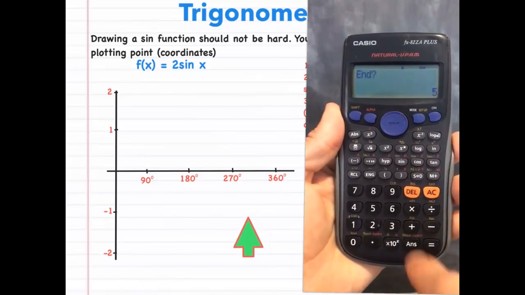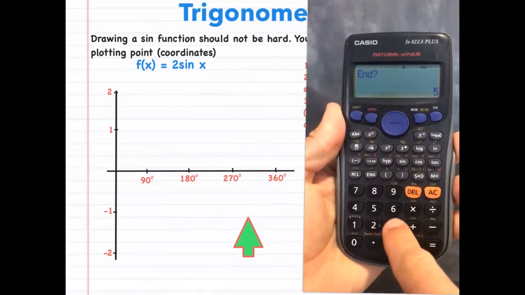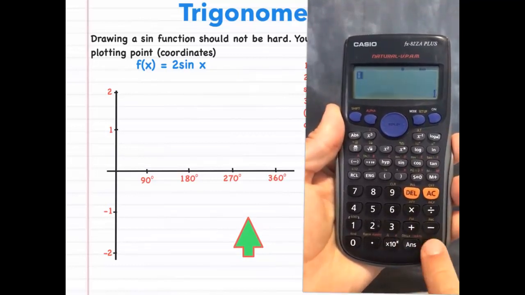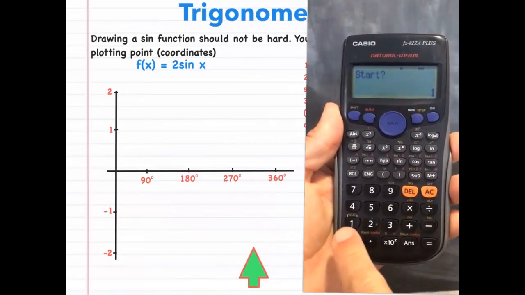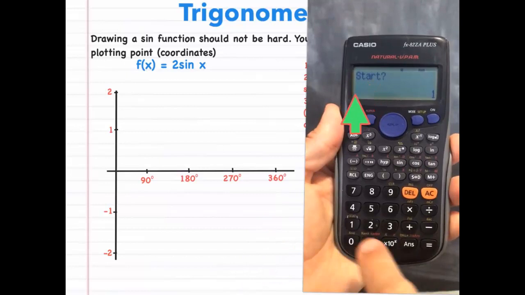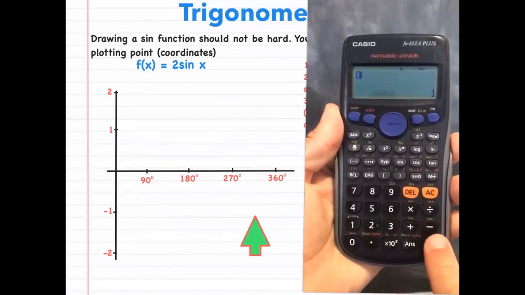Then let me just pause the video. Now if I go back a little bit, there we go. They ask here, what is the start? Now the start is where we want to start with our function. In grade 10 our functions usually start at 0. When they ask us to start, your calculator immediately says 1, but what you do is simply type 0 and then press equal.